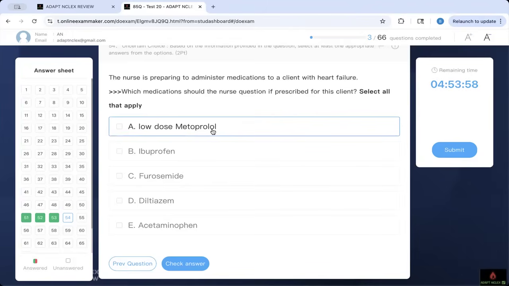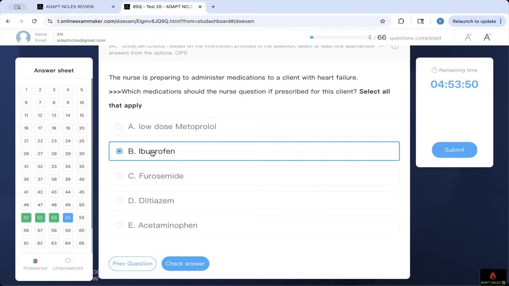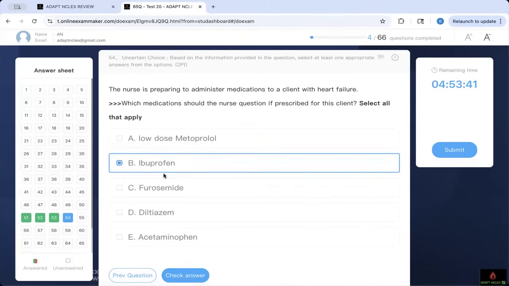What do you think? If you have heart failure, you can take metoprolol, low dose. If you have heart failure, you should avoid ibuprofen because you retain fluid. If you have heart failure, furosemide is good. If you have heart failure, calcium channel blocker, what do you think? Acetaminophen is okay. Calcium channel blocker can be used in certain situations for patients with heart failure. But in certain situations, you should avoid. So it's 50-50. Which one do you want to pick?